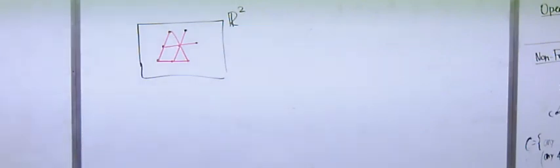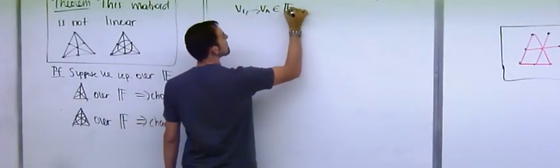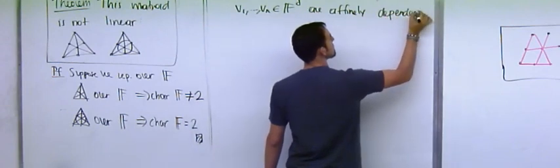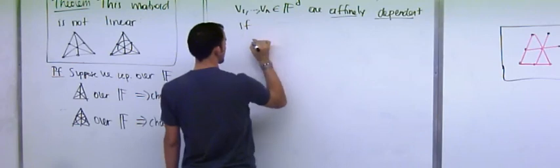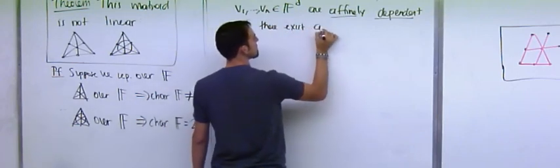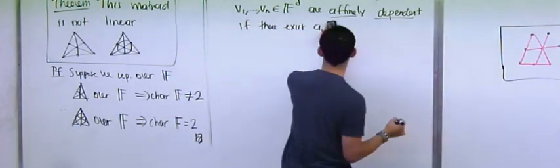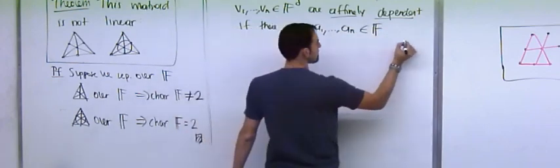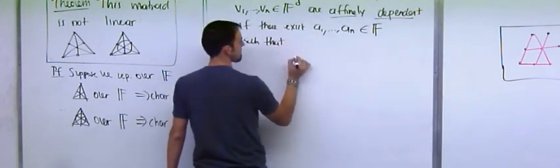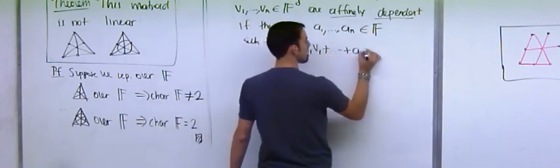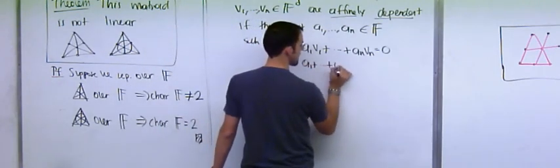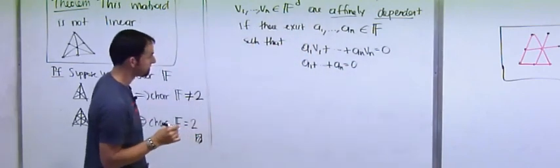Let me do that in general. So let's say that you take a bunch of points and you say that they are affinely dependent if there exists a combination such that a1 v1 up to an vn is equal to 0. So their combination is 0. And the scalars that you used add up to 0.